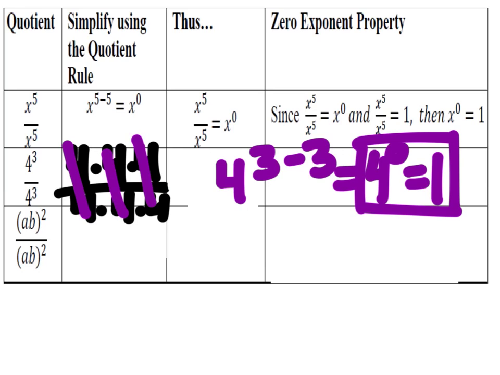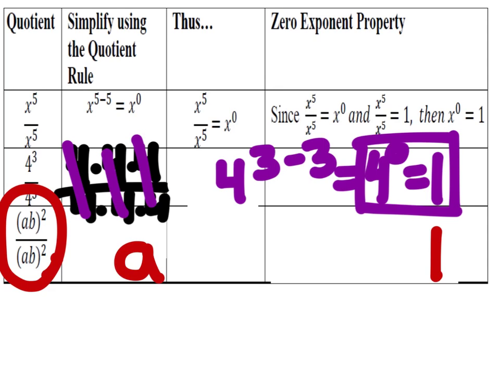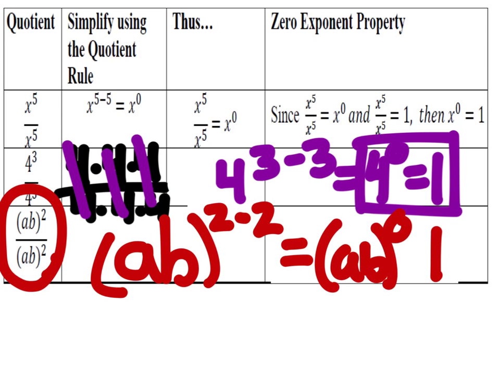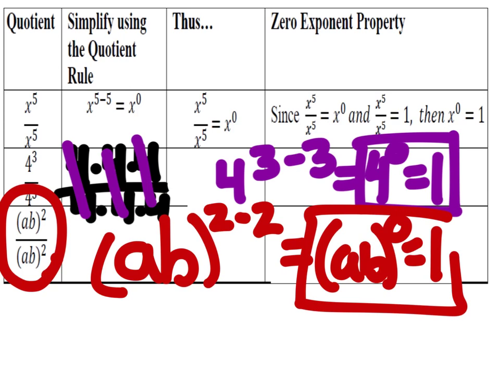Another way to look at this is anything divided by itself is 1. So when we look at this expression, we see that it's just one thing, (ab) all of that squared, divided by itself. So you know it's going to be 1 because it's just something divided by itself. But on the other hand, when we use the quotient rule, you'd have ab, but you'd have 2 minus 2, right? Which would then give you (ab) to the power of 0, which, as we've seen already, is 1.